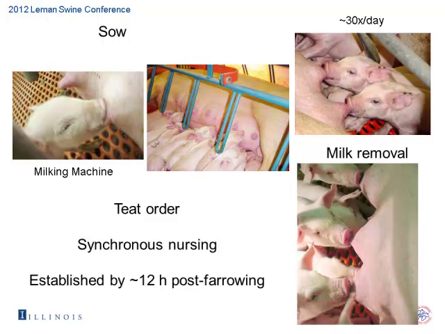So this pig nurses this gland and doesn't shift around very much. Synchronized nursing, so they're nursing on a regular basis, whether that's 45 minutes, 50 minutes, whatever the case may be. And all those things, I should point out, are established pretty early on. So these two things, teat order and synchronous nursing, are established within about the first 12 hours post-farrowing. In that first 12 hours, lots of things are going on. It's very dynamic, and we're not going to spend a lot of time on that.